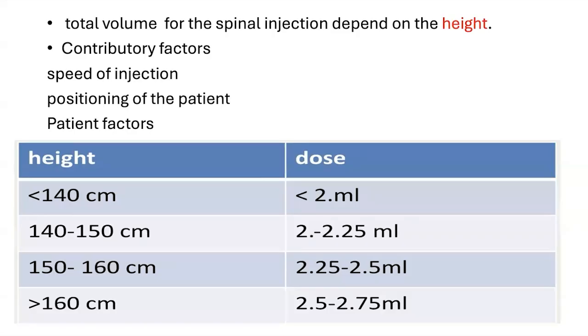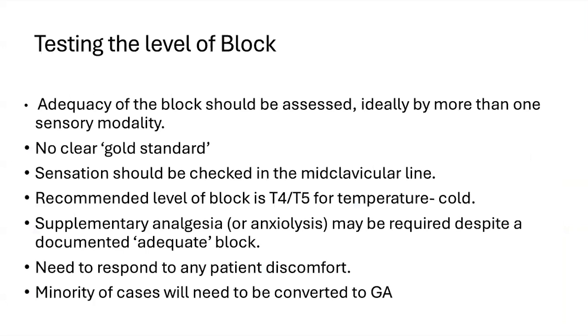And also the patient factors such as having any abnormalities in the spinal cord or the vertebral shape, like kyphoscoliosis and scoliosis. So testing the level of the block is very important. Adequacy of the block should be assessed ideally before we start with two sensory modalities. There's no clear gold standard. Sensation should be checked in the mid-clavicular line.